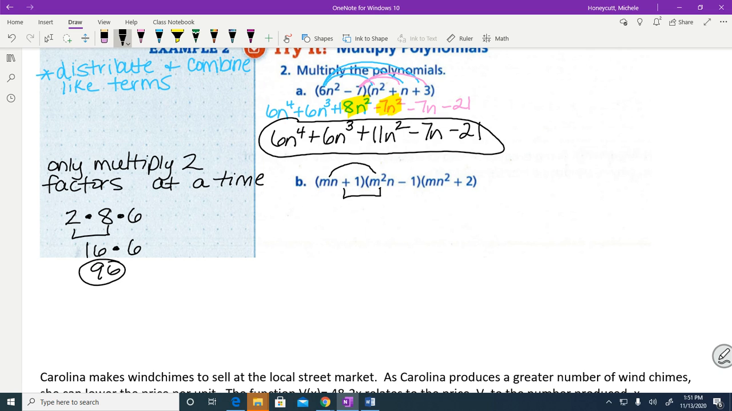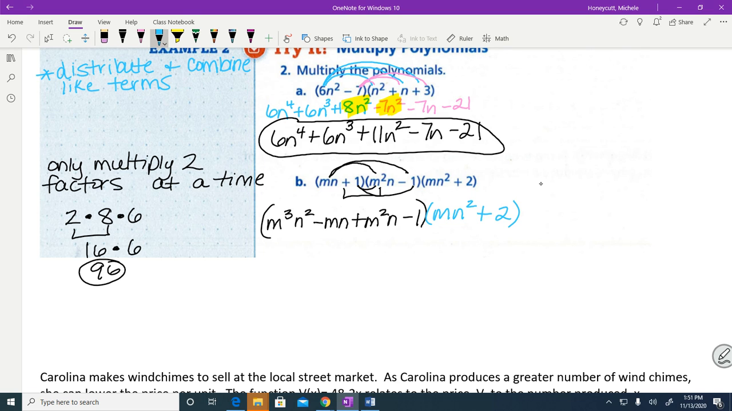So mn times m squared n. Now again, you're just going to add exponents. So m times m squared is m cubed. And n times n is n squared. Then mn times negative 1 is minus mn. 1 times m squared n is plus m squared n. And 1 times negative 1 is minus 1. So this product gets multiplied by mn squared plus 2.